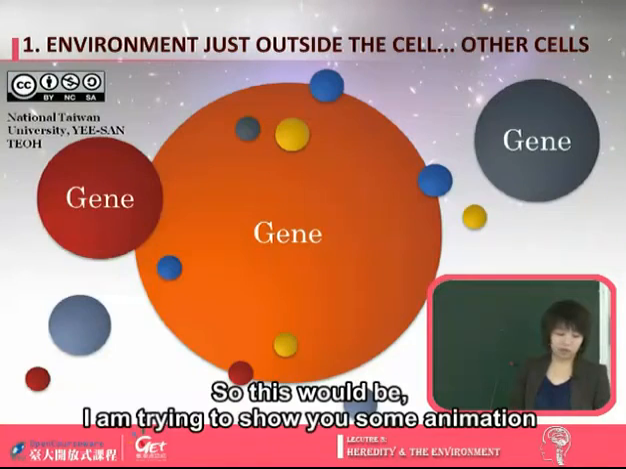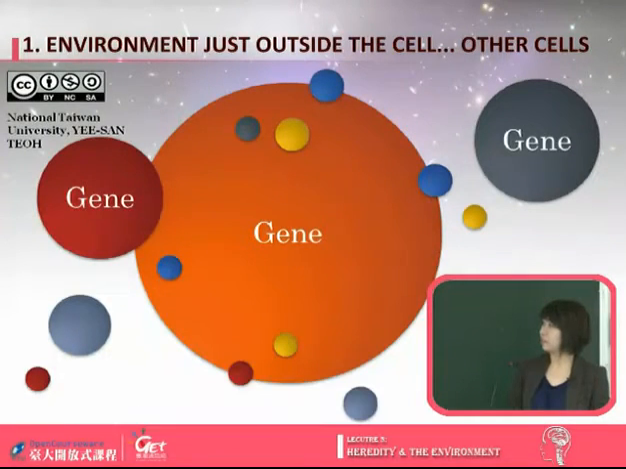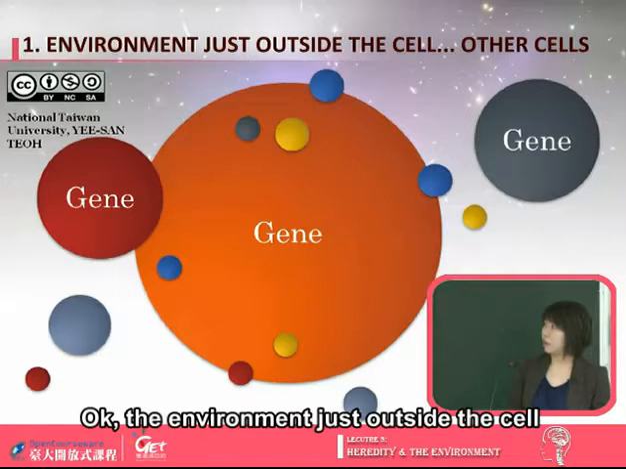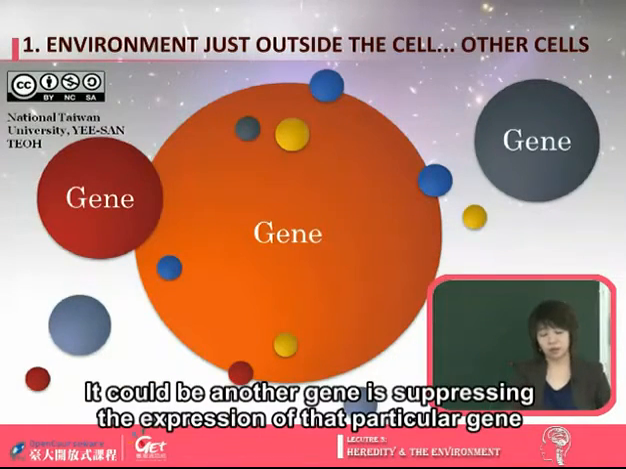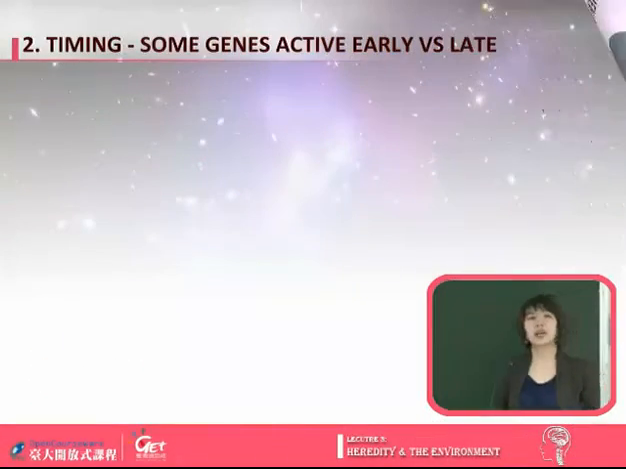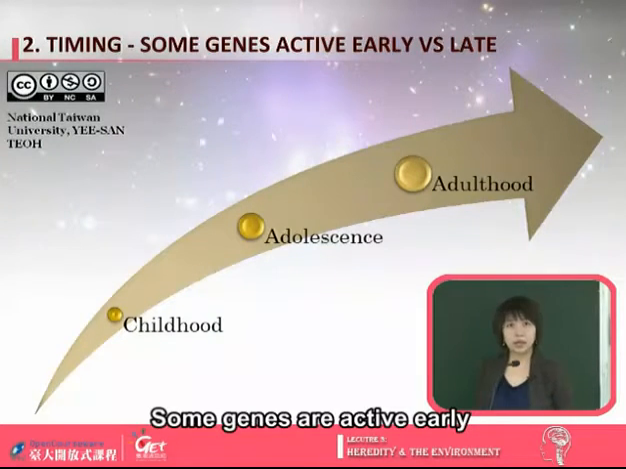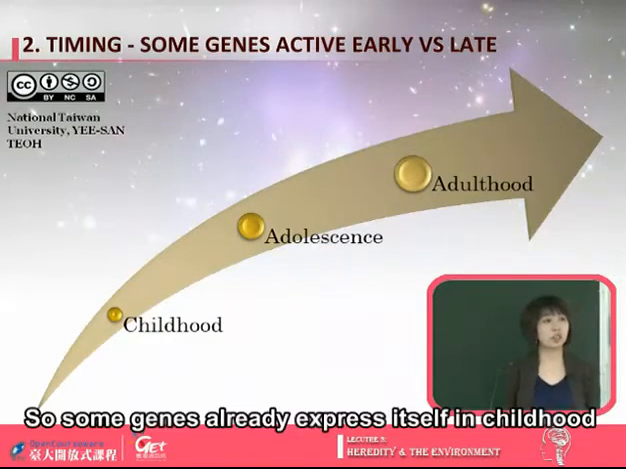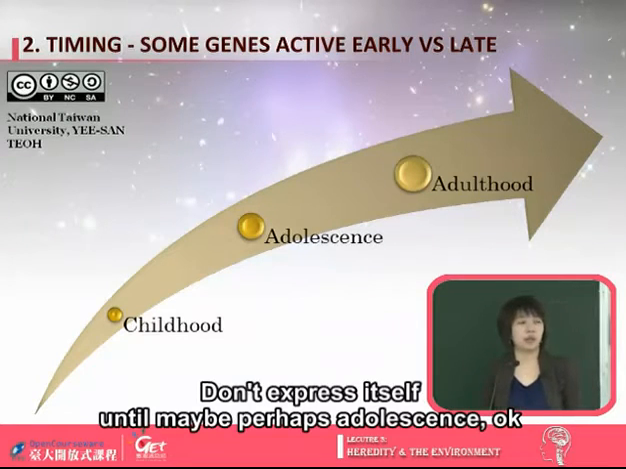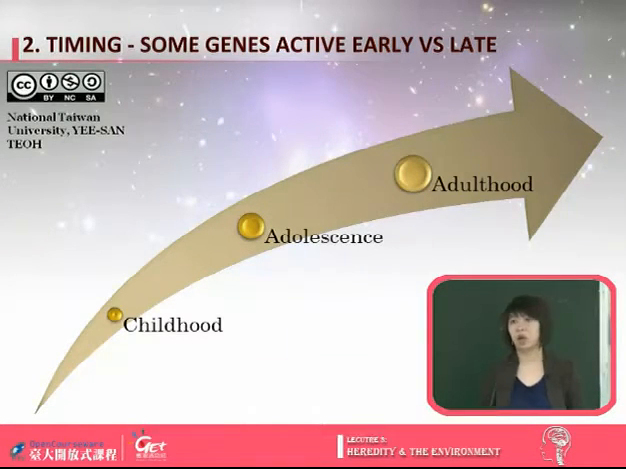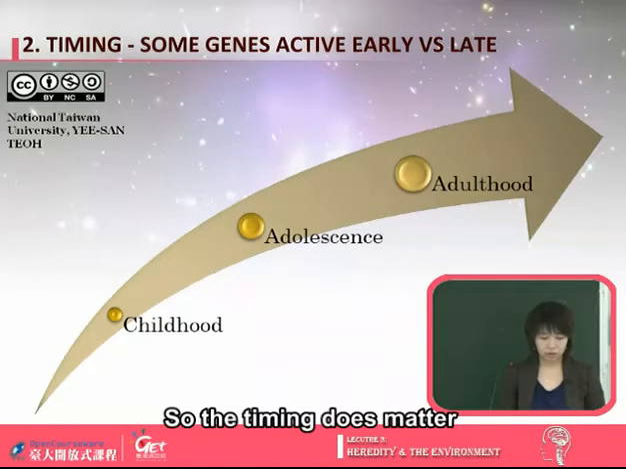So I'm trying to show you some animation. Okay, the environment just outside the cell, basically other cells, could affect whether a particular gene expresses itself. It could be another gene is suppressing the expression of that particular gene. Timing as well. Some genes are active early, so some genes already express themselves in childhood. Some genes, especially for mental illness, don't express themselves until perhaps adolescence, okay, or adulthood. So the timing does matter.